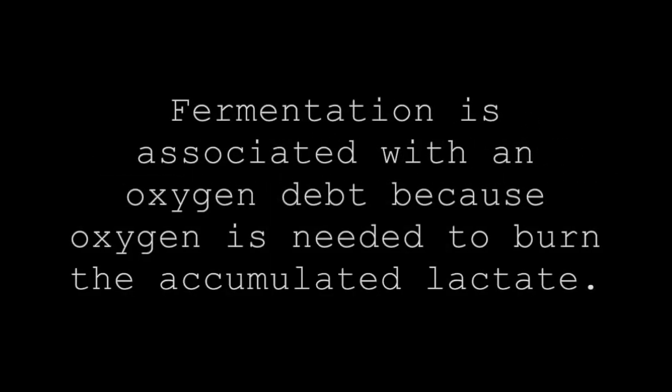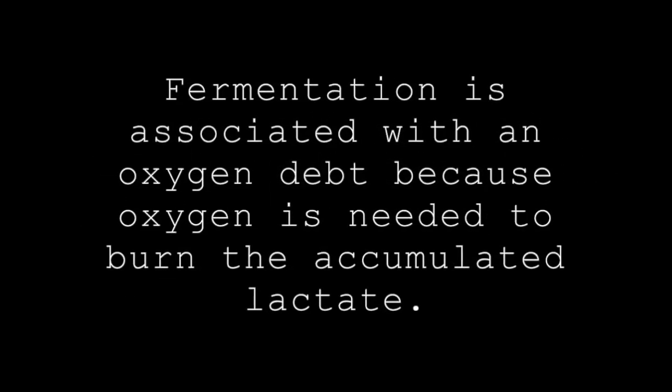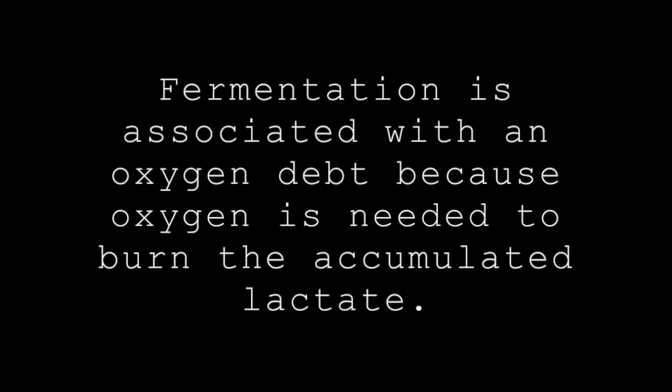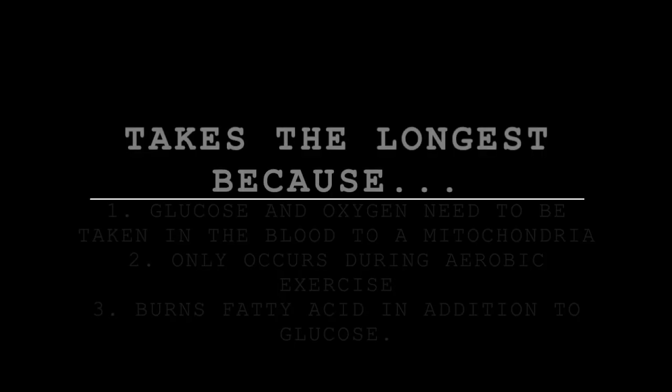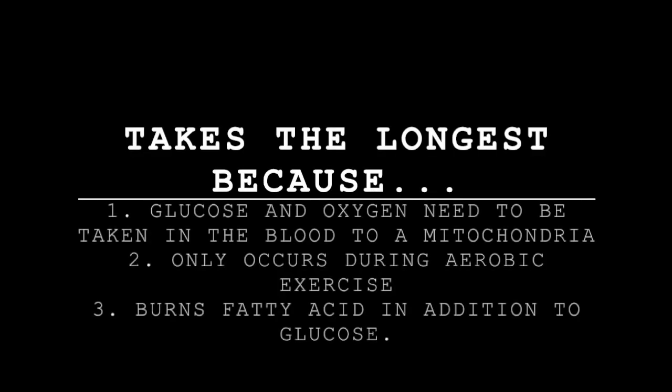Another way is fermentation, which is associated with an oxygen debt because oxygen is needed to burn the accumulated lactate. The last way is cellular respiration, and it provides most of the body's ATP. This process takes the longest because glucose and oxygen need to be taken in the blood to a mitochondria and only occurs during aerobic exercise. Cellular respiration burns fatty acids in addition to glucose.